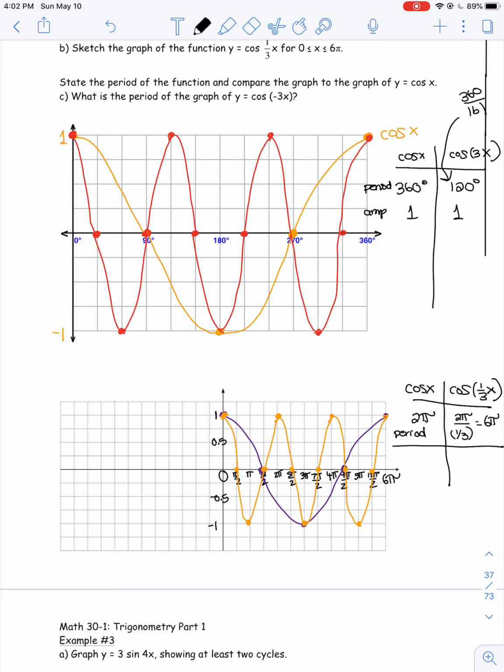So for this question, guys, make sure that you're just taking the absolute value of that number. So it's still going to be 120 degrees if you're in degree mode. So it would be 360 degrees divided by the absolute value of -3, which is 3. 360 divided by 3 is 120 degrees. Or if you're in radian mode, you'd have to go 2 pi divided by the absolute value of -3, which is 2 pi over 3. So that would be the period in either degree or radian mode, depending on how they're asking the question.